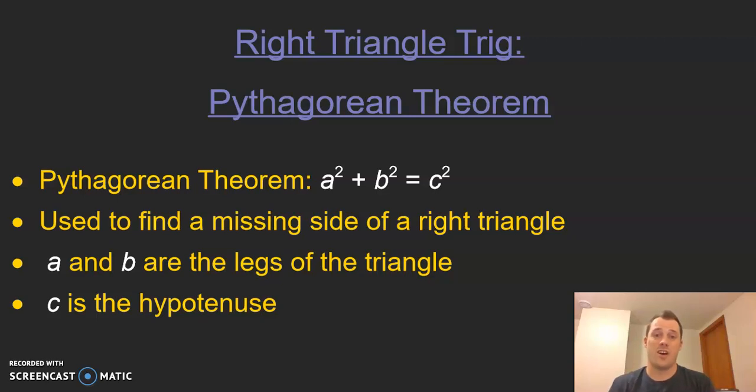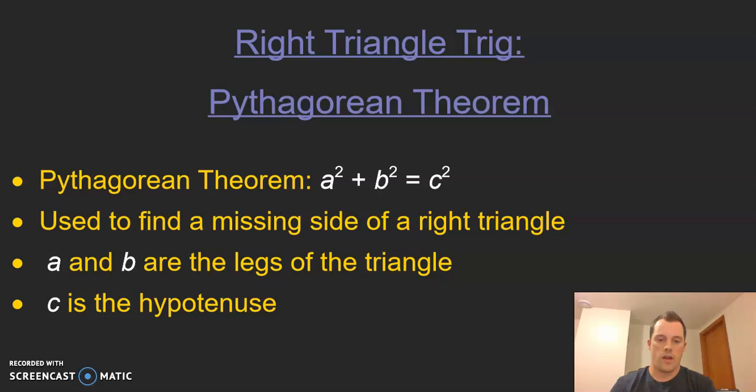In this video, we're going to talk about the Pythagorean Theorem, which is a squared plus b squared equals c squared, and it helps us find the missing side of a right triangle. So if we already know two sides, we can use this equation to help us find the third. So a and b represent the two legs of our right triangle, c represents the hypotenuse.